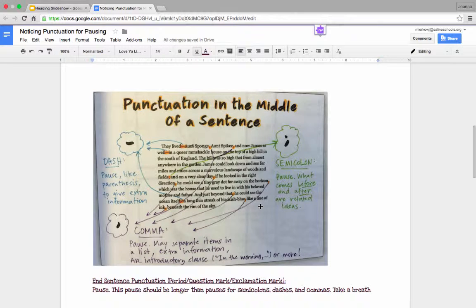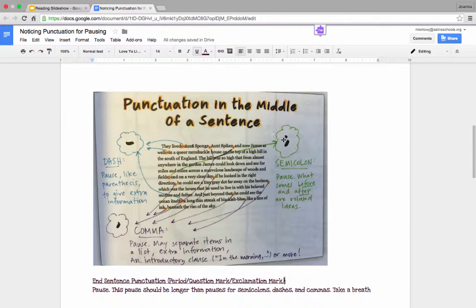The hill was so high that from almost anywhere in the garden, James could look down and see for miles and miles across a marvelous landscape of woods and fields. And on a very clear day, if he looked in the right direction, he could see a tiny gray dot far away on the horizon, which was the house that he used to live in with his beloved mother and father. So you see in there I stopped a few different times.